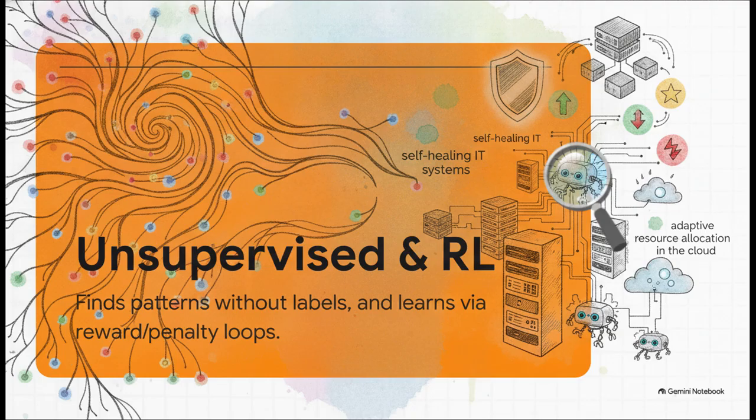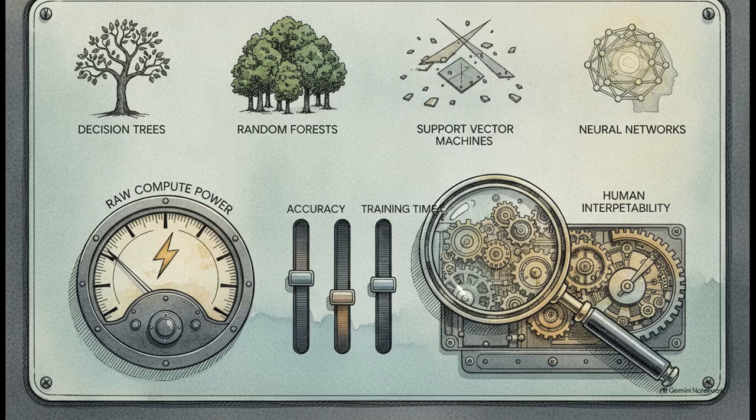And then there's reinforcement learning. This one learns through trial and error using reward and penalty loops. It's honestly cutting-edge stuff. This is what's behind self-healing IT systems and adaptive resource allocation in the cloud. So here's your quick cheat sheet of the key models you really need to know. Decision trees, random forests, support vector machines, and neural networks.